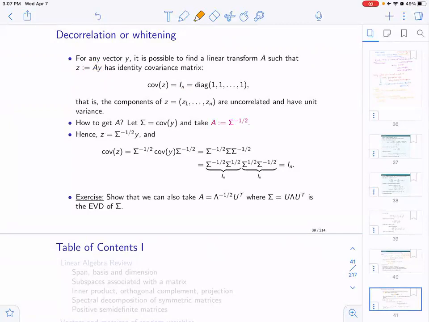For example, you can take A to be the inverse of the square root of sigma, so this sigma negative 1/2. You can think of it as you take the square root. If you remember, a positive semi-definite matrix has a matrix square root. And the square root is not taking the square root of every entry. Remember, there's a matrix square root, which you can compute via the spectral decomposition.